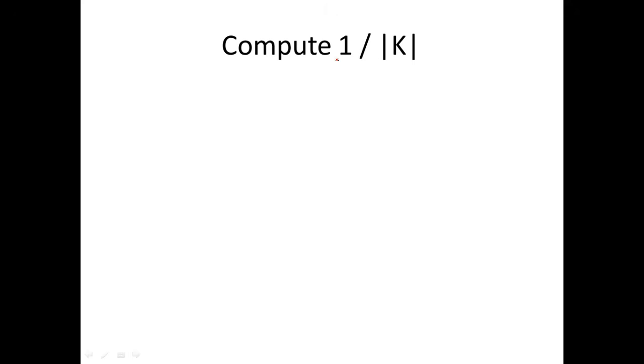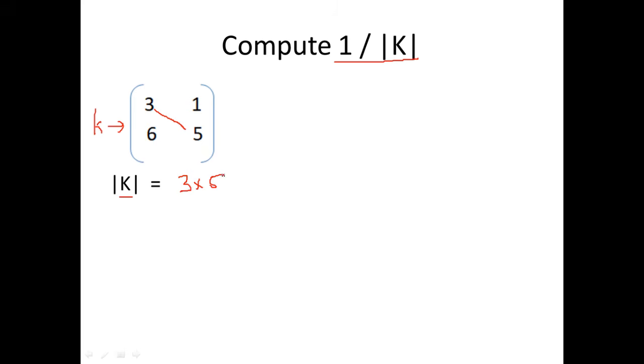So now let us take a look at how to compute 1 by the determinant, that is 1 by K. The matrix K is given here, and now we have to compute this determinant K. How to compute this is just multiply the diagonals, that is 3 into 5, and this diagonal, that is 6 into 1, and you subtract it. So it is 3 into 5 minus 1 into 6. The result should be non-zero. So here we are getting 9, it is fine.